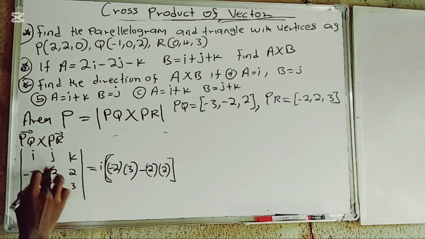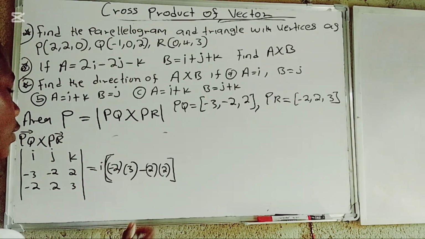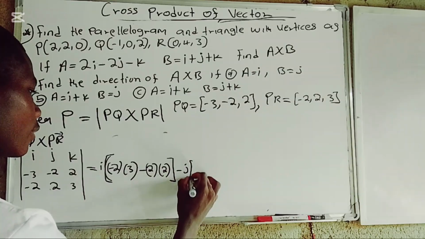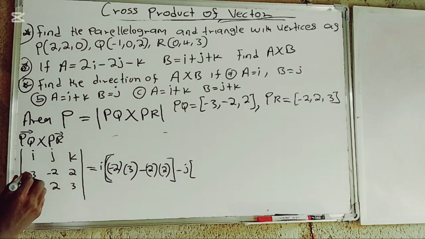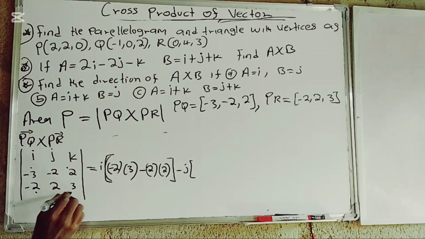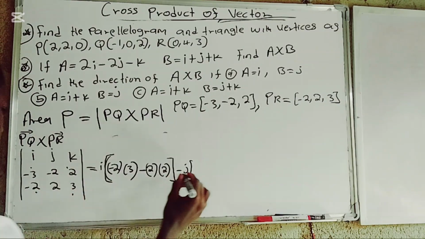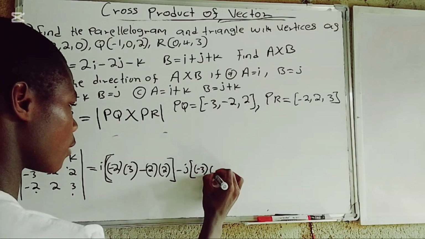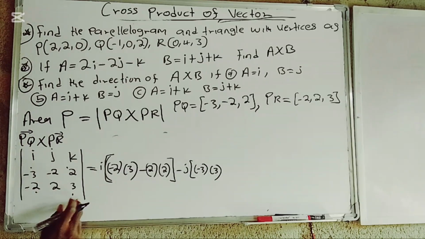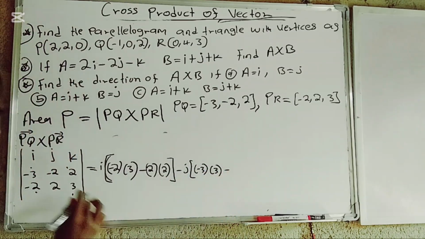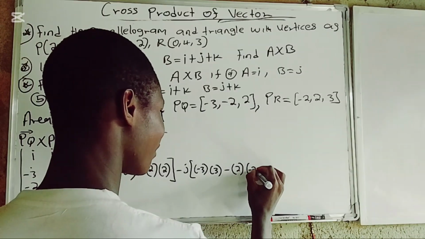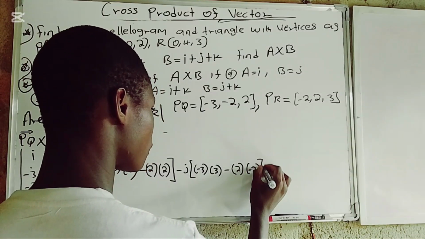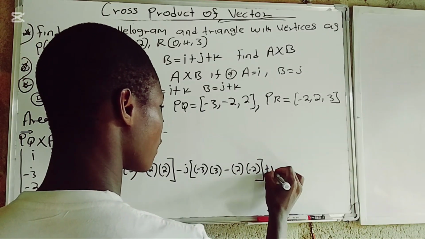So I'm done with what? I. The next thing to do is that I have to say minus j. For j, I will delete this, I will delete this. I'm left with only this, and this. This multiplied by this, I will say negative 3 multiplied by 3, this and this. And then I will say minus this and this. I will say 2 multiplied by negative 2. And therefore I have to say plus.